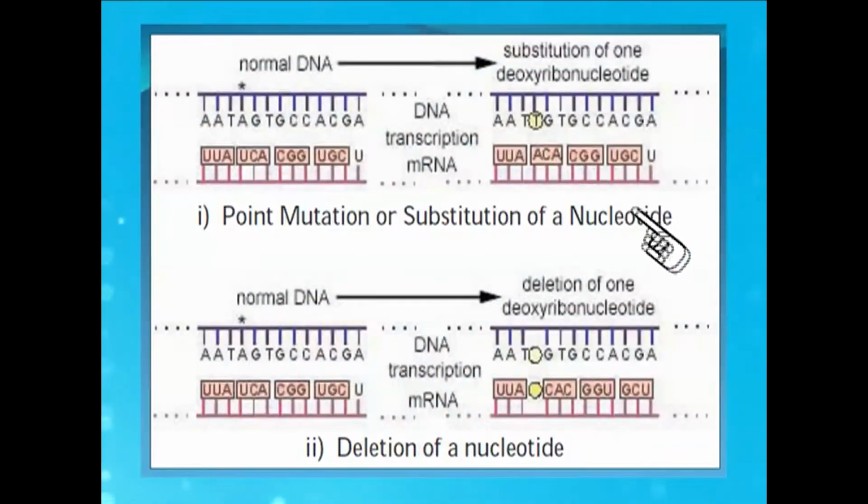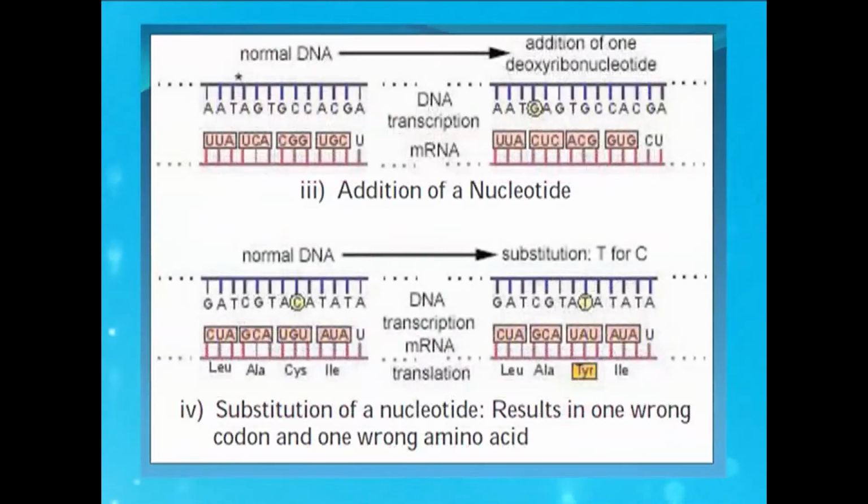This figure shows a point mutation in the DNA which causes an alteration in the corresponding mRNA. And the figure below shows a deletion of a nucleotide in the DNA which is again altering the corresponding mRNA. In this figure also there is an addition of an extra nucleotide in the DNA which is causing an alteration in the mRNA. And here there is a substitution of this nucleotide which is again changing the mRNA and causing incorporation of a wrong amino acid into the protein.